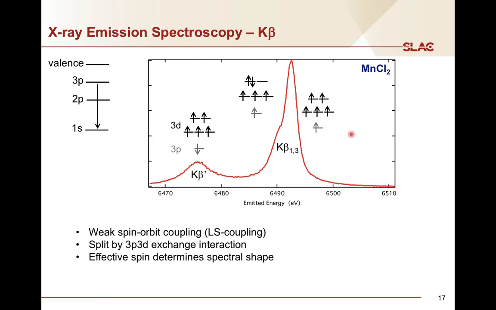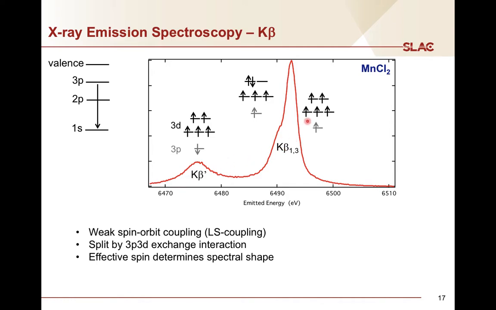And the K beta is very sensitive to the spin, because the 3p hole that you now have has a weak spin-orbit coupling. So you can stay in LS coupling, which means spin is a good quantum number, and so you can easily model your system. We get two main regions, called K beta 1,3 and the so-called K beta prime area.